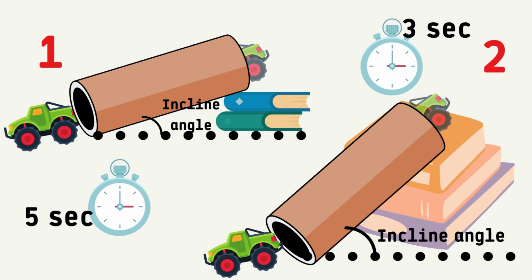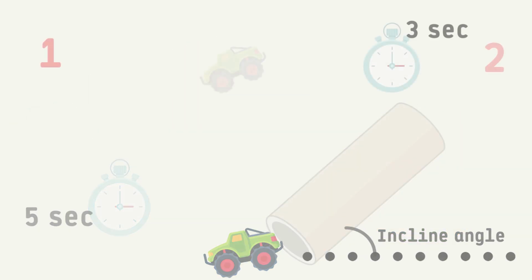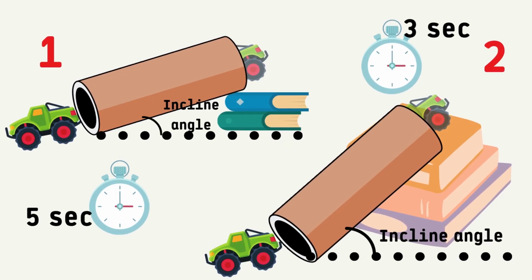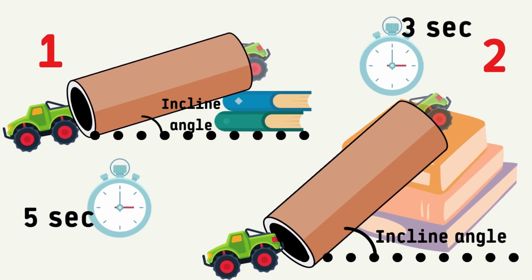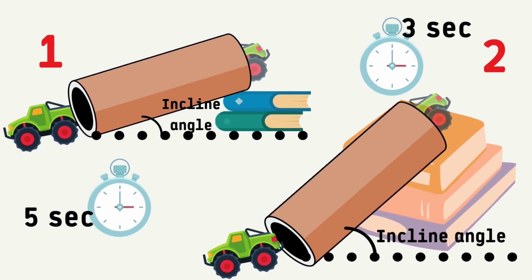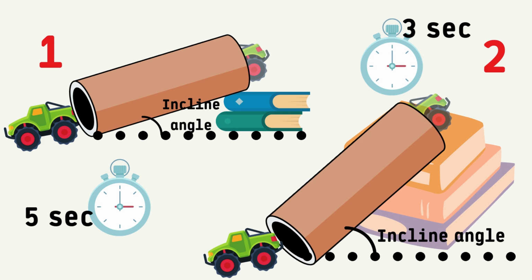We will repeat these steps again, but we will put another book to be 3 books. So here, what happens to the angle of inclination? Yes, the angle of inclination increases. Okay, and we will push the car and measure the time, so the time taken now is 3 seconds. So what happens here?